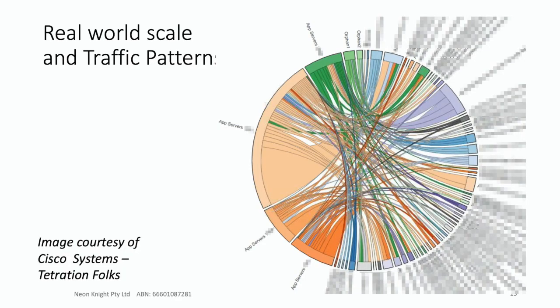This is a chord diagram. Around the circumference are the application endpoints, and in the middle are the network traffic flows which are occurring between those application endpoints. So this is a more real-world scenario. But it's probably a small subsystem of a much larger environment, as when I look at this, I count around 80 endpoints in this particular system.